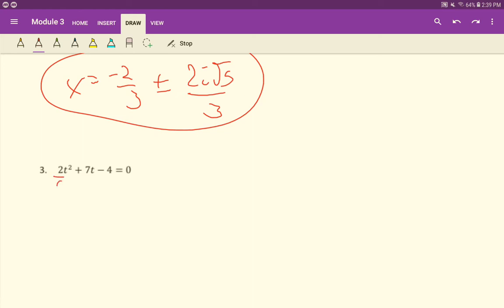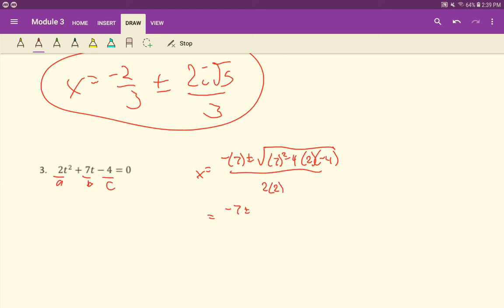Okay, hopefully you paused the video here. So there's our a, there's our b, there's our c. So x equals negative b plus or minus the square root of b squared minus 4 times a times c all over 2 times a.